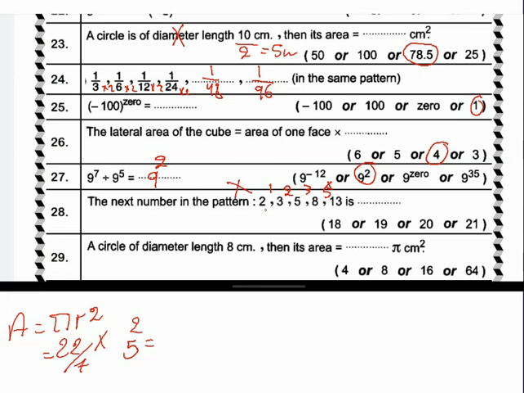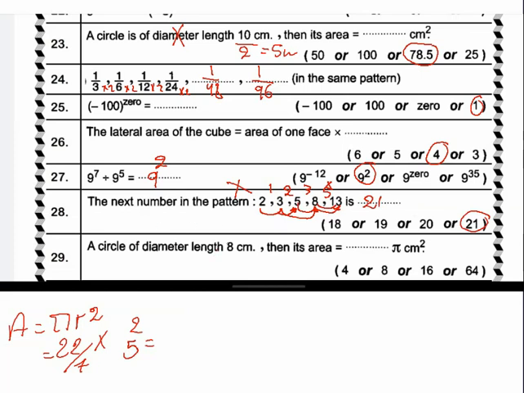So now let's try another method. 2 plus 3 equals 5, and 3 plus 5 equals 8. 5 plus 8 equals 13. So now I can add 8 to 13. It will be 21.